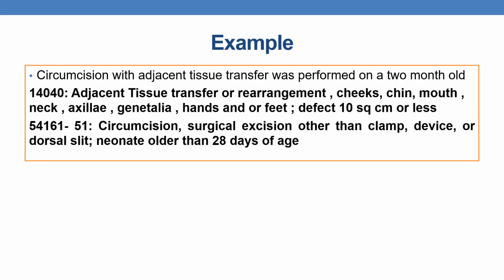Now let us see an example. Circumcision with adjacent tissue transfer was performed on a 2 months old. 2 months means approximately 60 days old. So first you will code the tissue transfer code 14040, adjacent tissue transfer or rearrangement, cheeks, chin, mouth, neck, axilla, genitalia, hands or feet, defect 10 square centimeters or less. Followed by circumcision CPT 54161 along with 51 modifier to indicate multiple procedures. Circumcision, surgical excision other than clamp, device or dorsal slit, neonate older than 28 days of age.